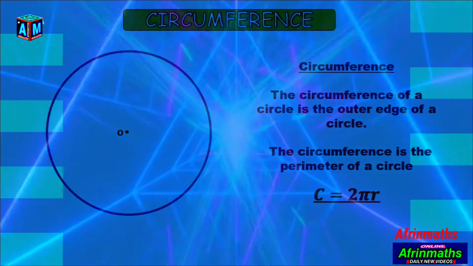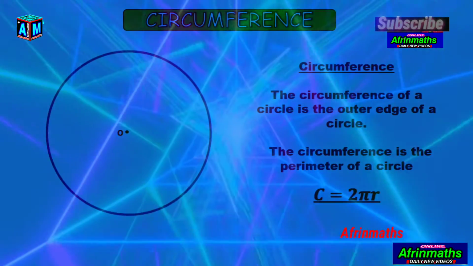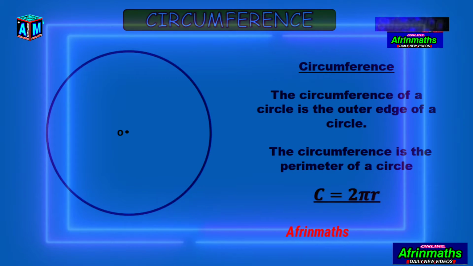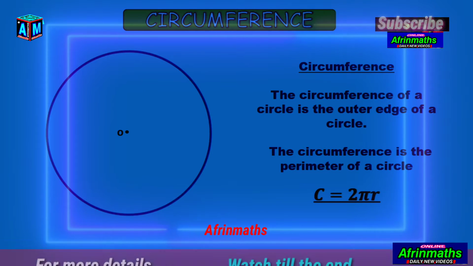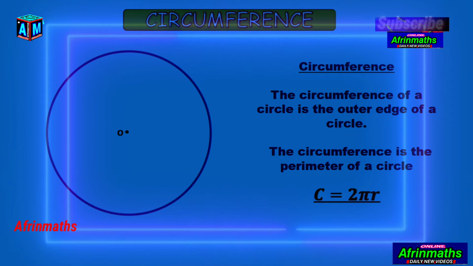Moving to the first property, circumference. The circumference of a circle is the outer edge of a circle, or it is the boundary of the circle. So the circumference is the perimeter of a circle. Students, now if we open a circle and make a straight line out of it, then the length of the straight line is the circumference. So circumference equals 2 pi r, where r is the radius.